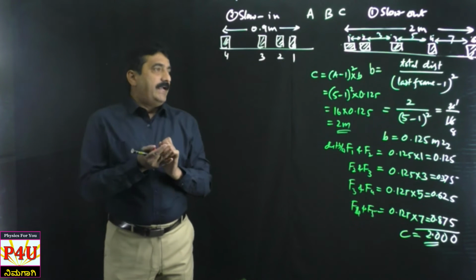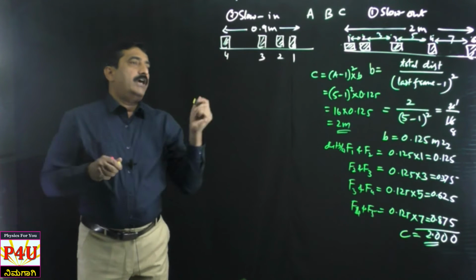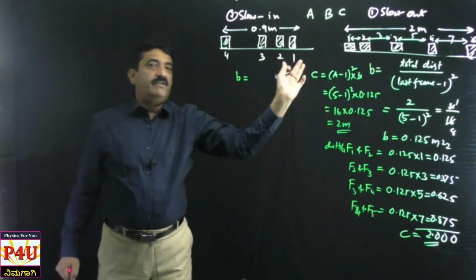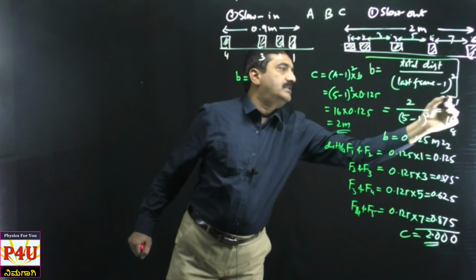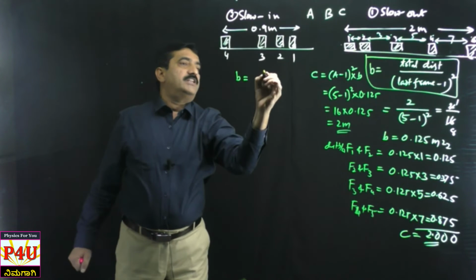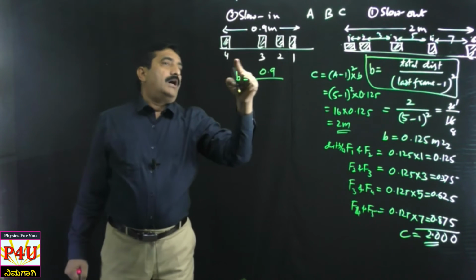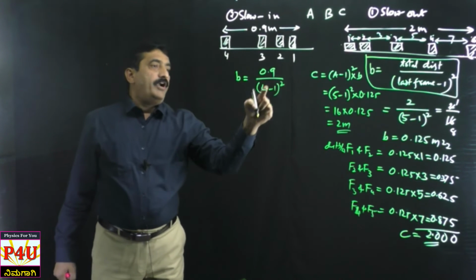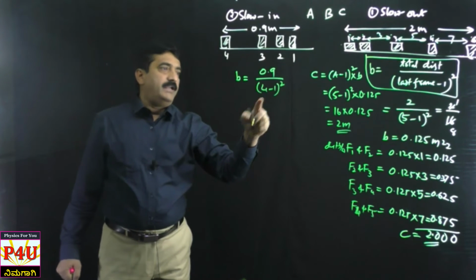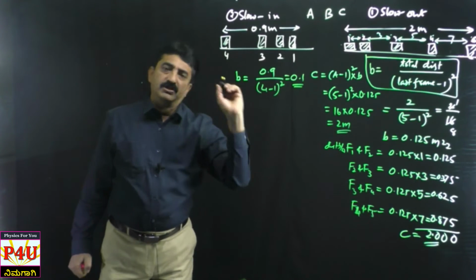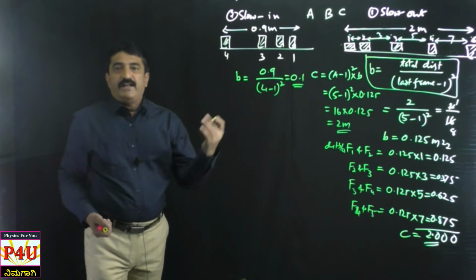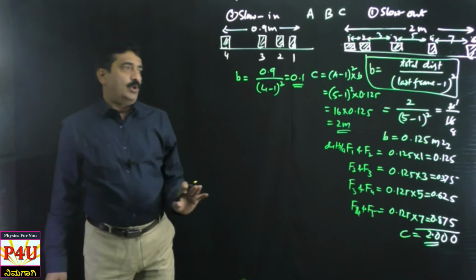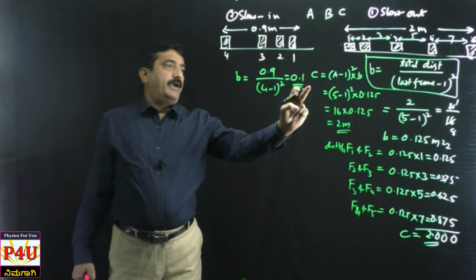Back to this. As usual, I must calculate base distance. It is equal to total distance, and I will not write the formula straight away. I use this equation: total distance 0.9 divided by last frame 4 minus 1 whole square. Please simplify. 0.9 by 3 square, that is 0.9 by 9. It is equal to 0.1 meter. Assume that it is in meter. You can change the unit. It can be inch also, centimeter also, but for the sake of simplification, I take it as meter only. Okay, B is now ready, 0.1 meter.